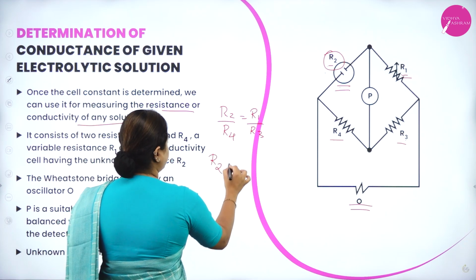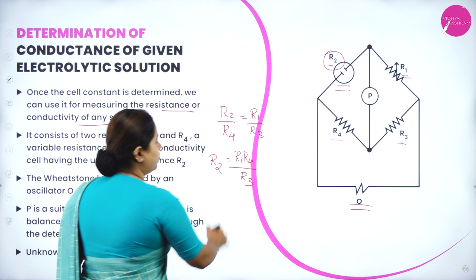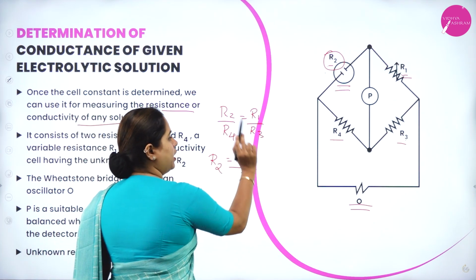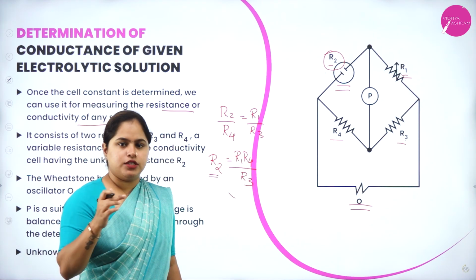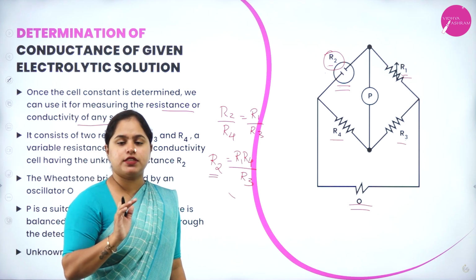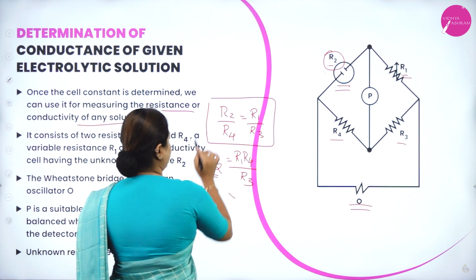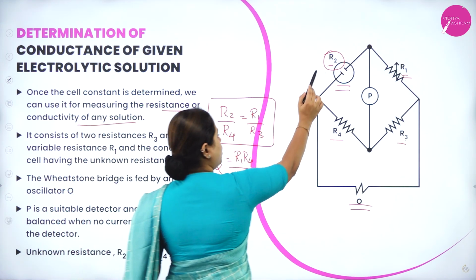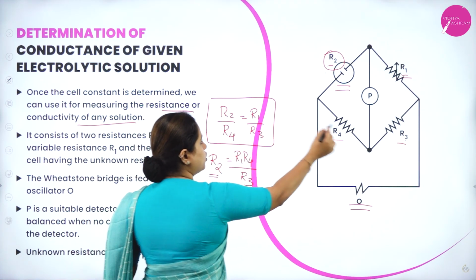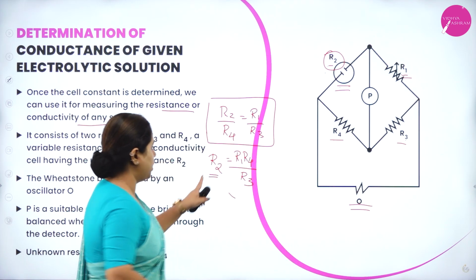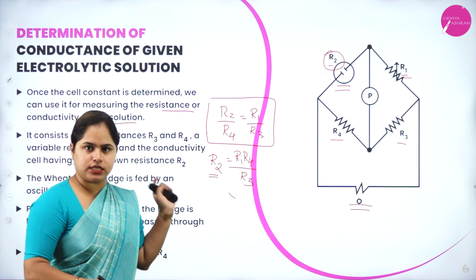So I can just rearrange the equation and write R2 is equal to R1 R4 divided by R3. I already know the values of R1, R4 and R3. I'm going to substitute in this equation and I'll get R2. So if I can calculate the resistance, I can use the previous equation and calculate the conductivity of the solution. This equation is called the Wheatstone principle, that is R2 by R4, the ratio of the resistances on this side, is equal to R1 by R3. From that I got this equation, R2 is equal to R1 R4 by R3, from which I can calculate the resistance. I hope it is clear.